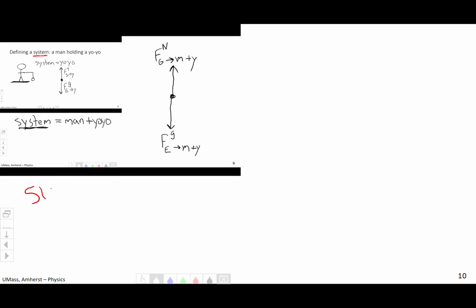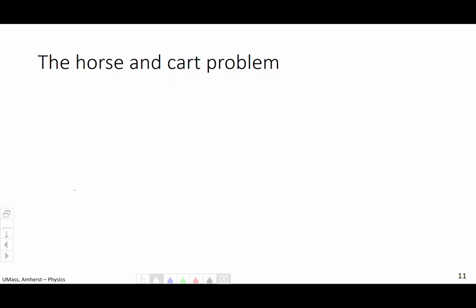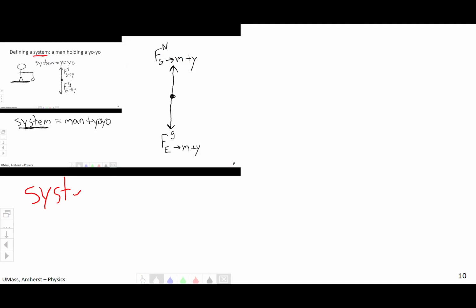System equals just the man. Okay, so now we're saying just the man. All we care about is just the guy. We've got to figure out what's happening to him. So let's draw our free body diagram. We know that there's a gravitational force, as always. But this time it's the Earth, and again, our system, just acting on the man.